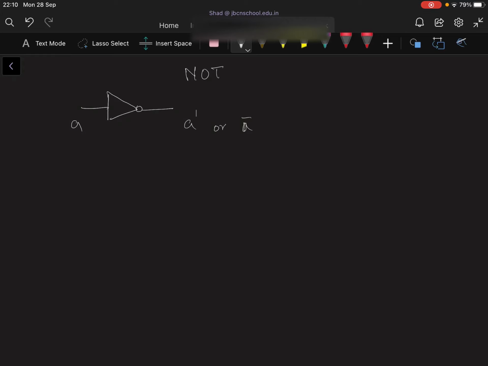So if you are taking the truth table for A and out, okay, so if it's an off state, the output will be on. If it's an on state, the output will be off. Okay, so it's always the reverse of what your input is in the NOT state, because we talk about the reverse order.